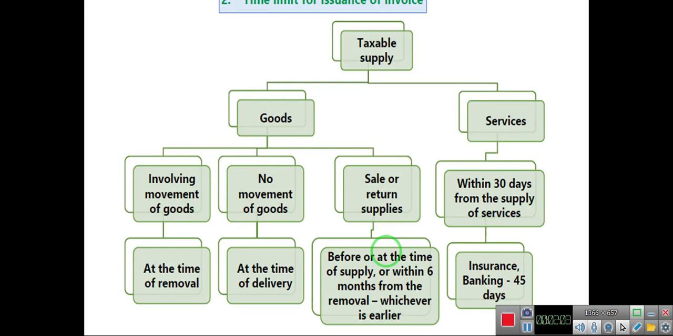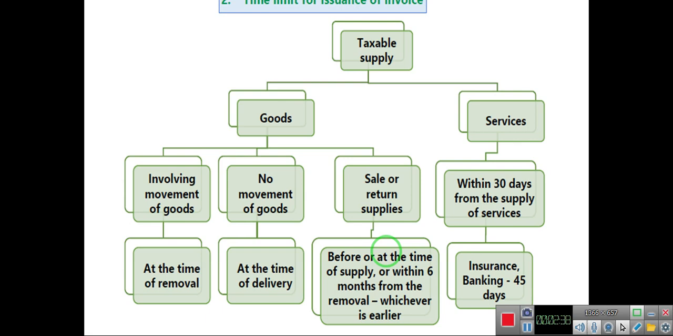The next is the time limit for issuance of invoice. In case of supply of goods where the supply involves a movement of goods, the time limit for issue of invoice is at the time of removal. So at the time when the supplier is removing goods from his factory for supply to the recipient, that time of removal will be the time limit for issue of invoice.